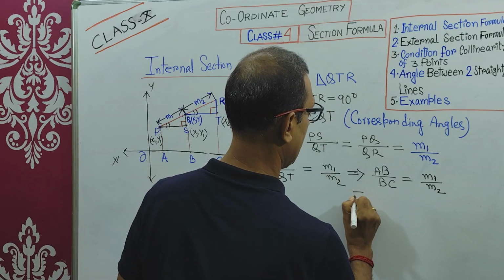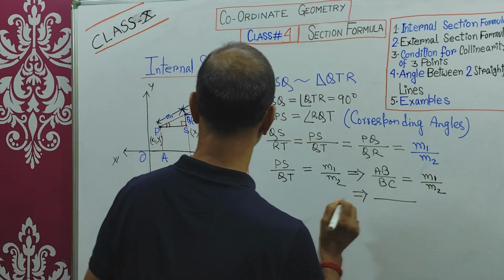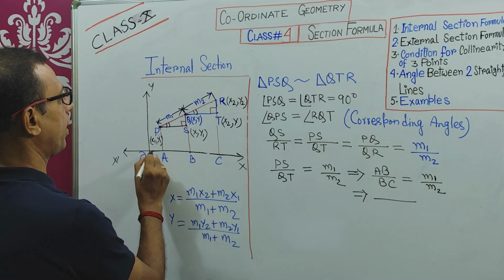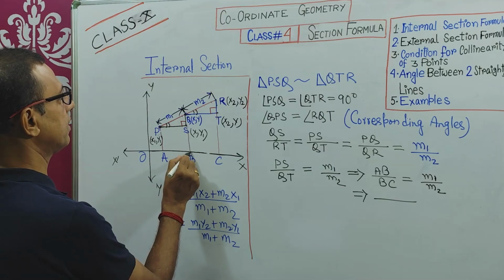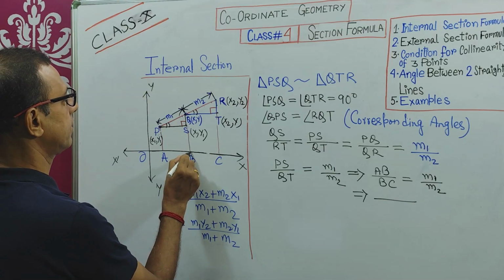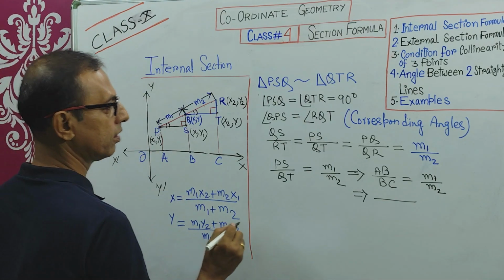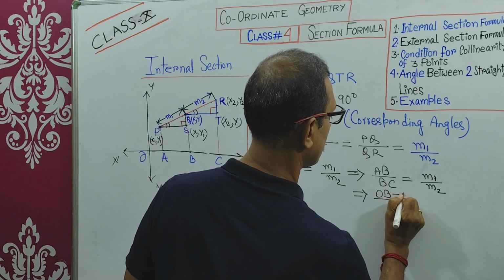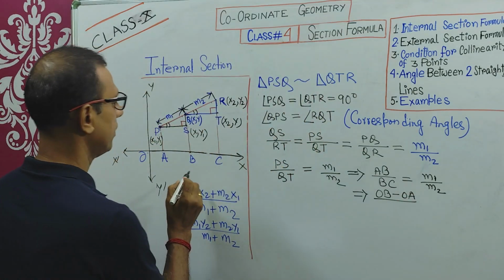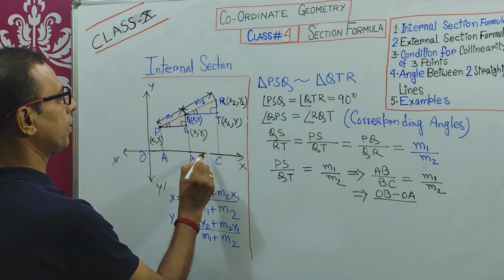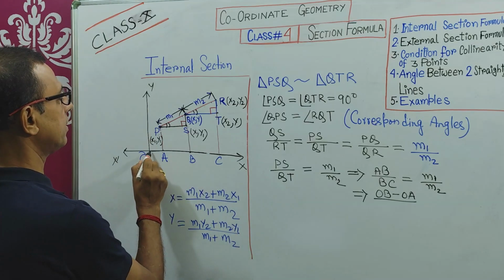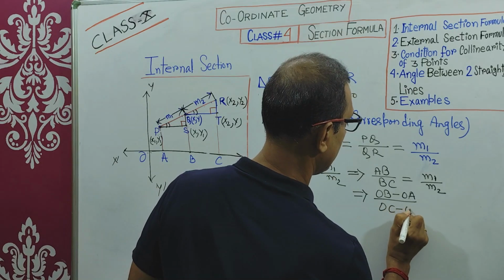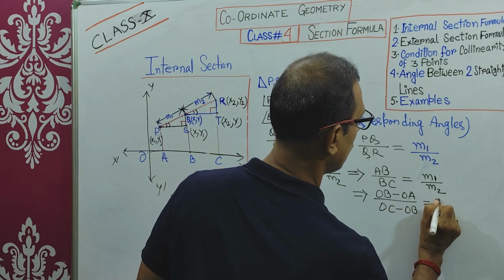Now if we see AB by BC, what is this? AB means OB minus OA. What is the coordinate of OB? OB is nothing but x and OA is nothing but x1. So (OB minus OA) by BC. What is BC? BC is OC minus OB, equals m1 is to m2.